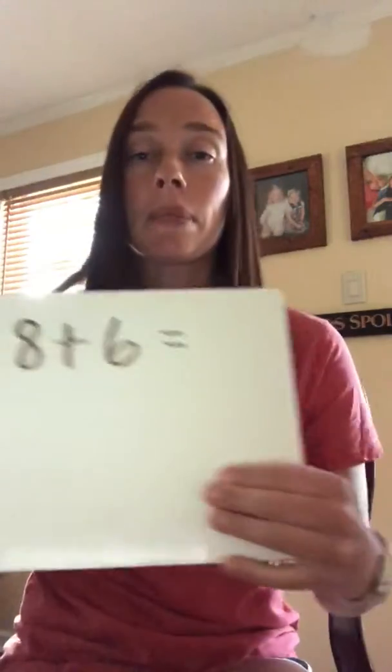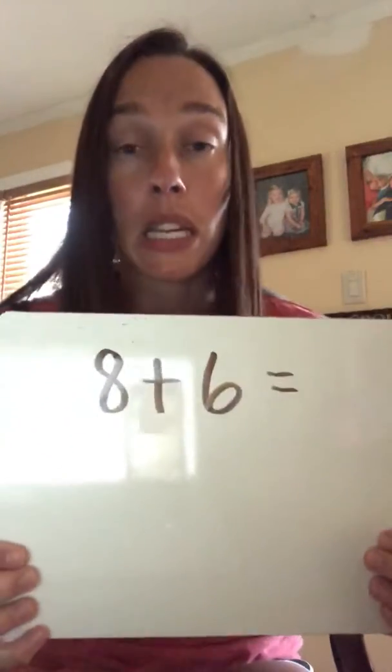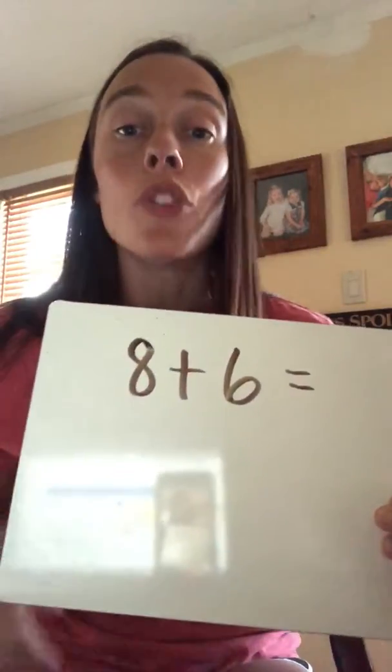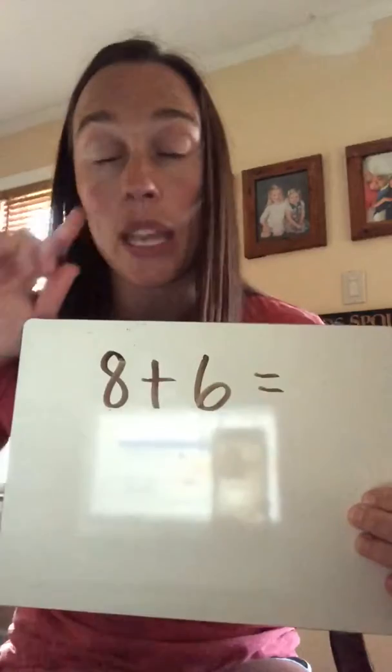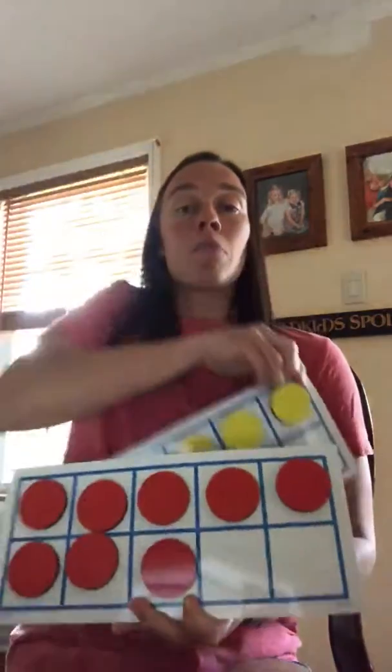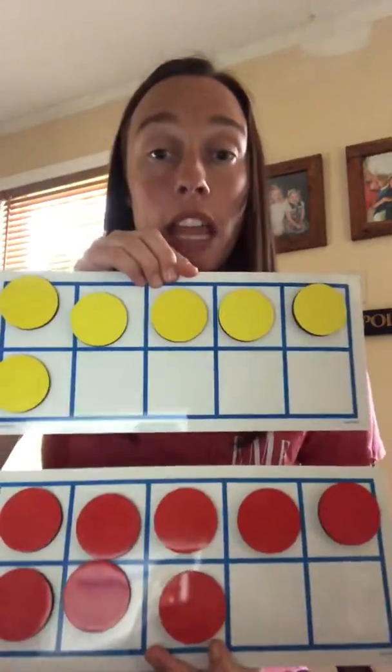So I'm going to show you all 3 ways that we have talked about to make a 10. So the very first one I'm going to show you is this: 8 plus 6. So I see 8 plus 6. Well, I know the quickest and easiest way for me to do it is going to be to make a 10. So I'm going to show you 8 plus 6 on my counters. I have 8 plus 6.